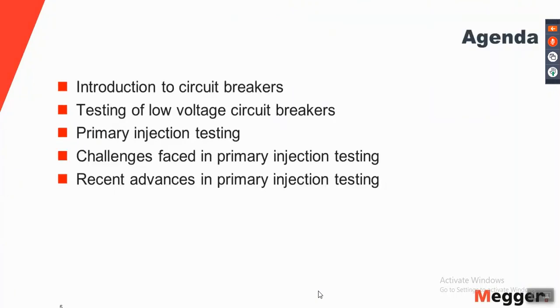So in today's presentation, as Greg said, we are going to be talking about primary injection testing of low voltage circuit breakers. This is how we are going to go about the presentation. We're going to start off by talking a little bit about circuit breakers. Then we're going to talk about some of the tests that are done on low voltage circuit breakers. After that, we are going to focus on primary injection testing. We're going to talk about some of the challenges that people face during primary injection testing. Then we're going to talk about how the advent of technology has improved certain aspects of primary injection testing. All right, so let's get started with the first section.